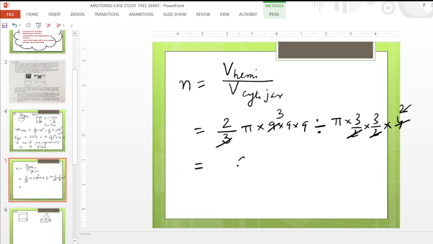See, 6 into 9 into 9 pi upon 3 into 3, 9 pi. So you can cut, and pi will cut by pi. That's why I have not written the value of pi. Even if you are writing 22 by 7 or 3.14, that will also cut. Okay, so you are left with 6 into 9, 54.